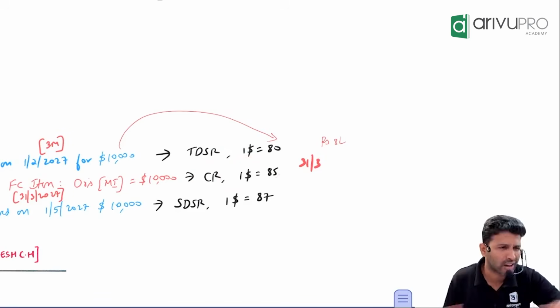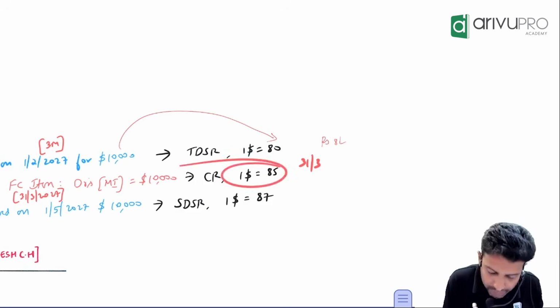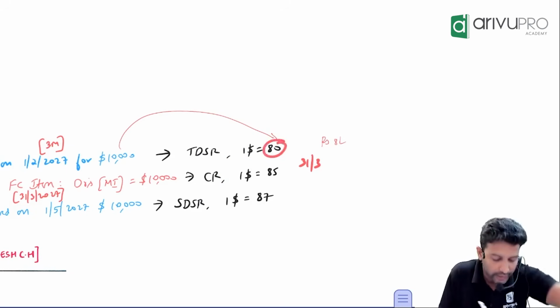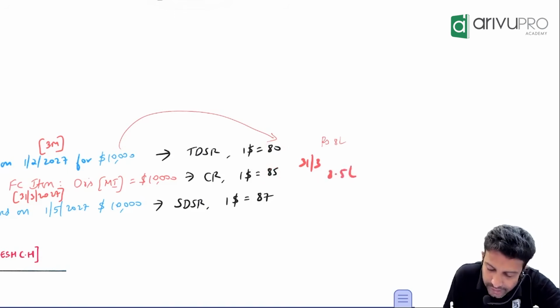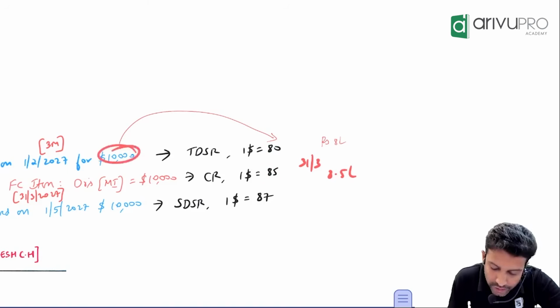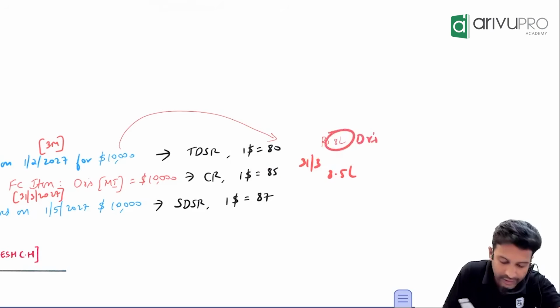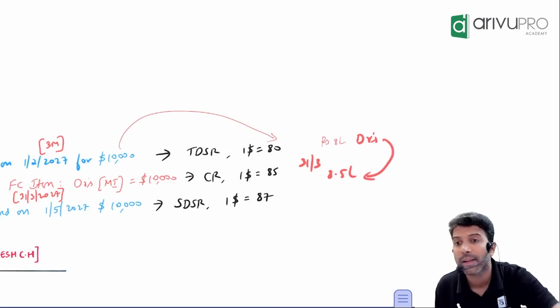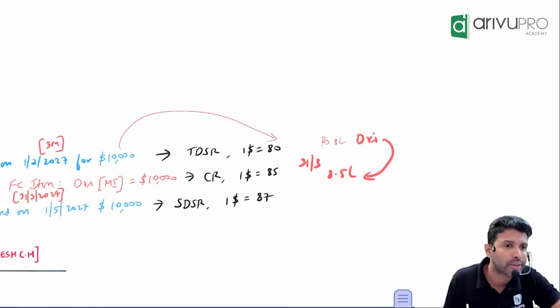That exchange rate is how much now? 80. I'll not do the journal entry. I'll show it to you in another problem. But so far, reconverted at what now? 85. Initially, you converted at what? 80. Now, when you reconverted at 85, value is how much? 8,50,000. 10,000 into 85 gives you 8.5 lakh. Initially, you are showing your debtors at 8 lakh. Now, your debtors is appearing in the balance sheet at what value? 8,50,000.